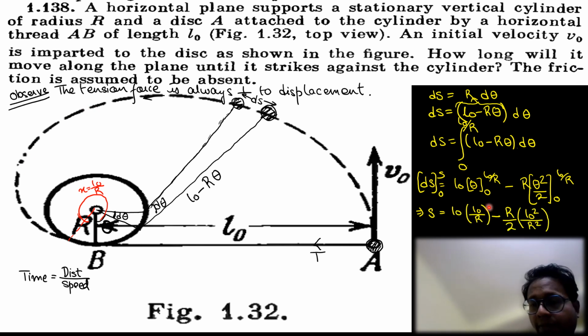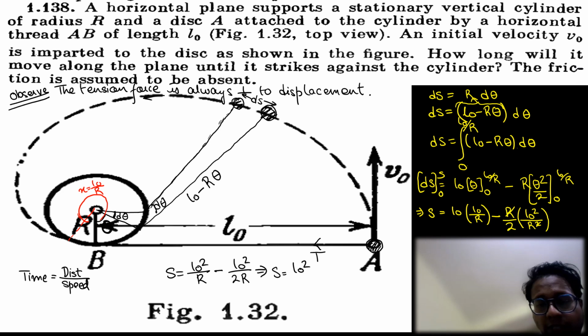So the length of this entire path would be s. If we apply the limits, s is equal to L naught into L naught by r minus r by 2 L naught square by r square. Out here, r and r would get cancelled, and L will become L naught. So S is equal to L naught square by r minus L naught square by 2r. If you take L naught square by r common, it is 1 minus 1 by 2, which is 1 by 2. So the entire length of this path is nothing but L naught square by 2r.